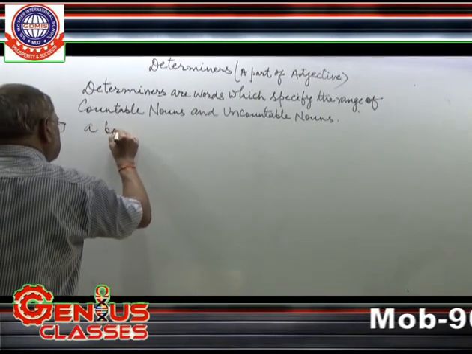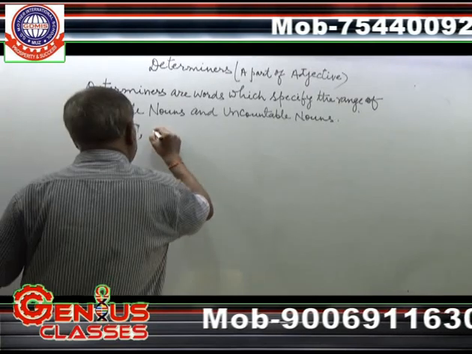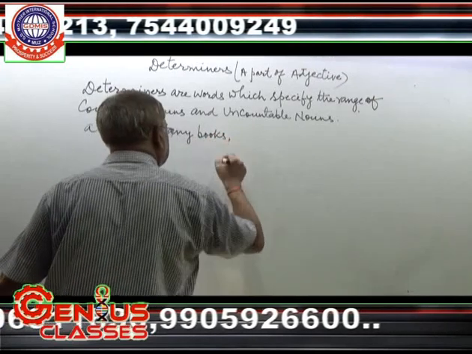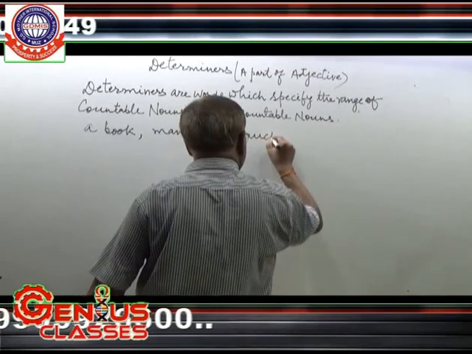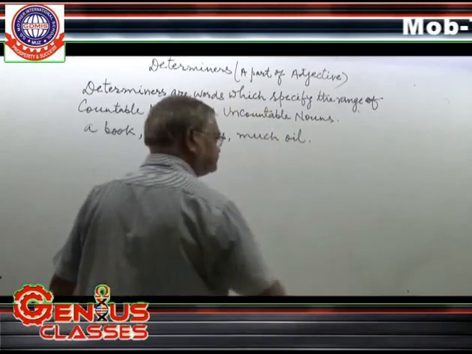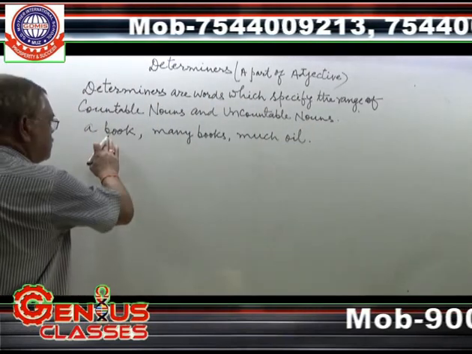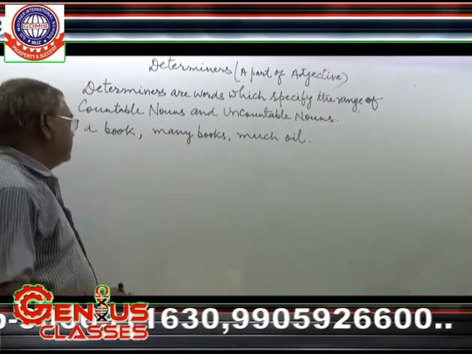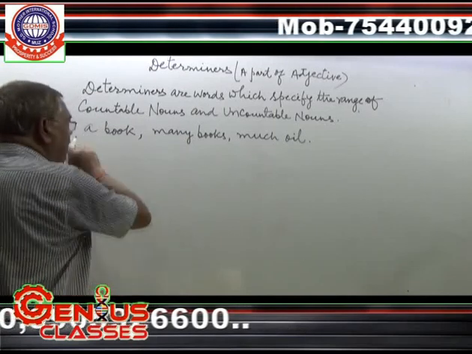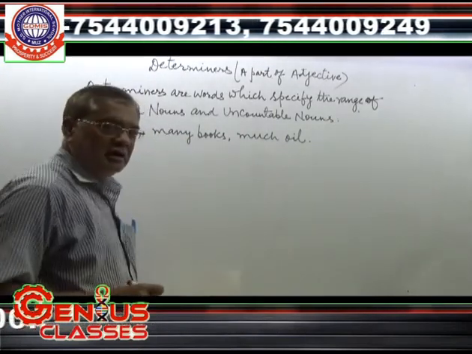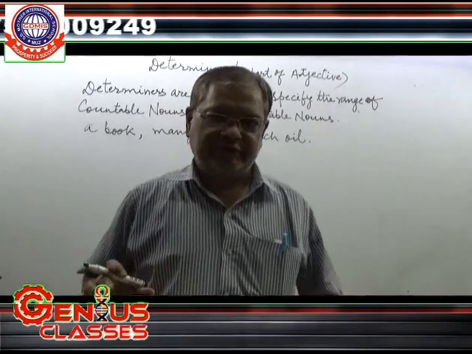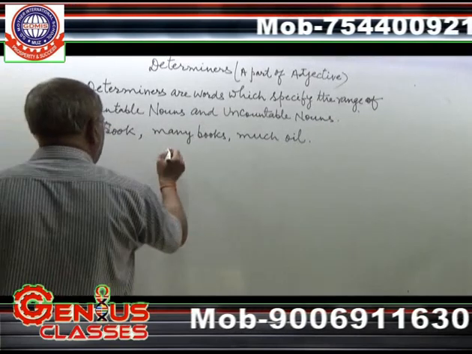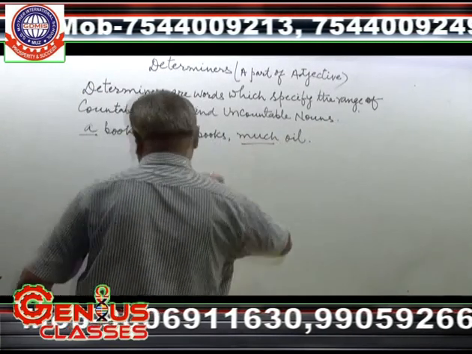The examples can also be given. A book, many books, much oil. Book is a noun, oil is also a noun. Beforehand, a, many, much have been used. These are the suitable determiners. Accordingly, they can be used. A, many and much.